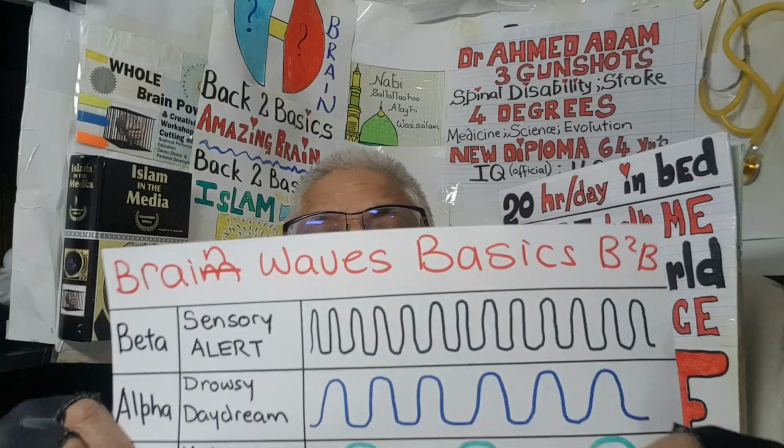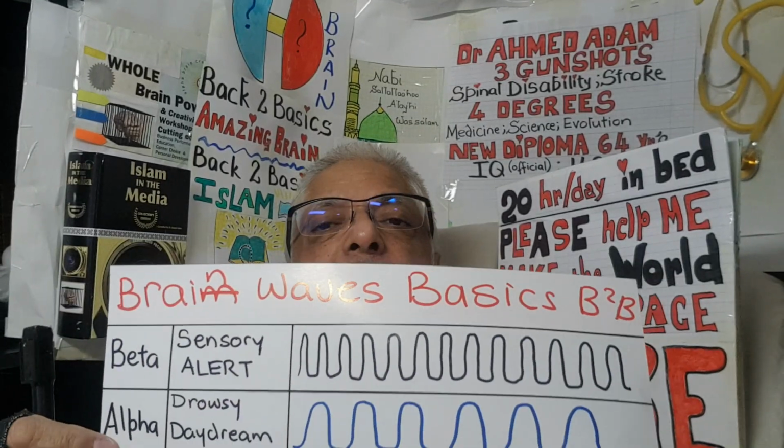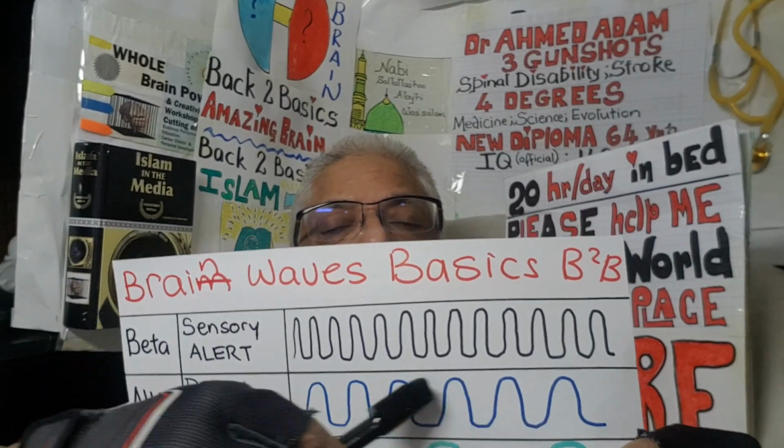Then if you start to become a bit drowsy, the second type of brain wave is called the alpha wave. This is when you start to become a bit drowsy. Now, you had a long day, and you're yawning, and you're feeling a bit drowsy. People ask, how are you? Yeah, I'm okay. I'm just a bit tired. I haven't slept.